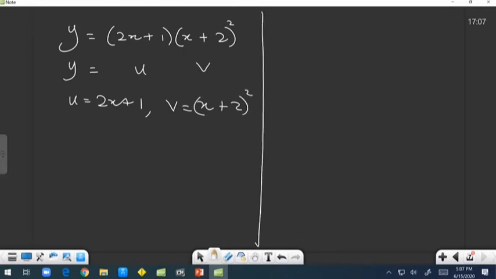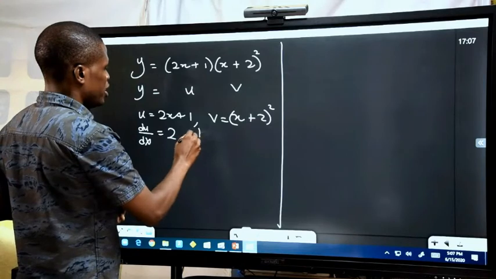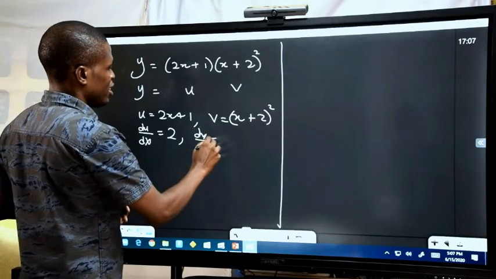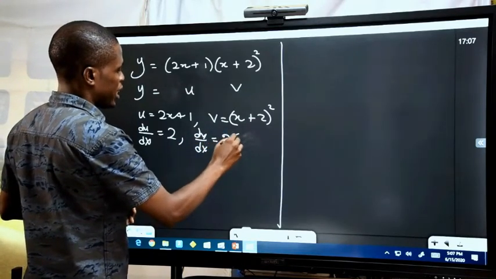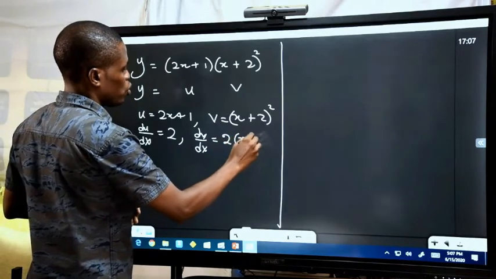So how do we solve? We differentiate this. du/dx equal to 2. And when we differentiate this, dv/dx is equal to 2 in brackets (x plus 2).